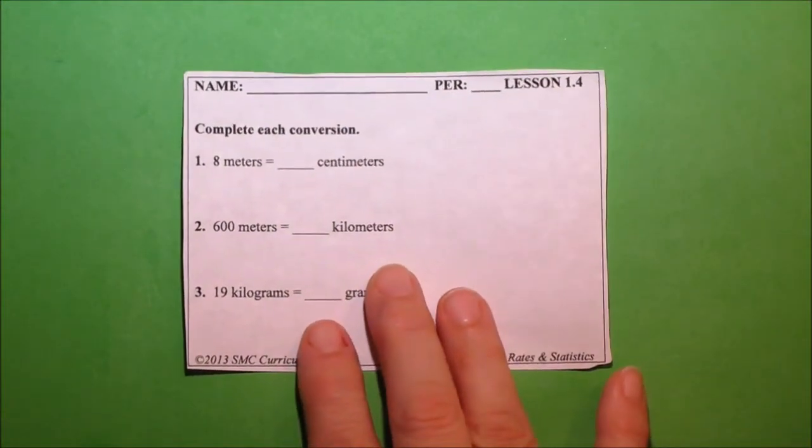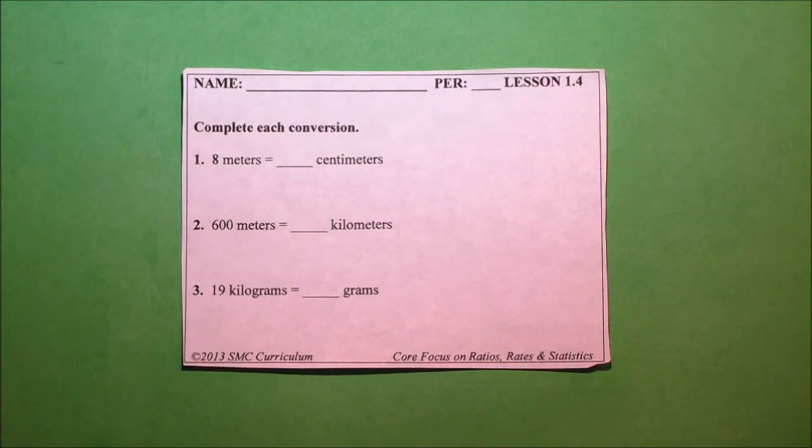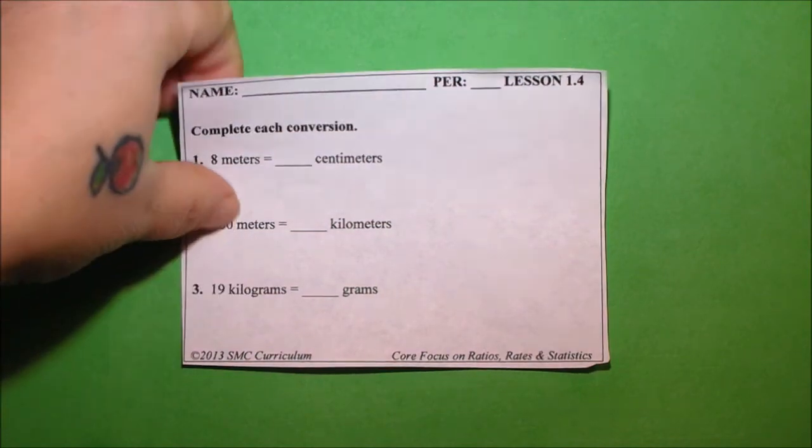Okay, so that leaves us with your exit ticket for lesson 1.4. As always, I just give this to you for extra practice. I don't show you how to do it or give you the answers. All right. Well, that's lesson 1.4 out of the Rates, Ratios, and Statistics book. Remember, the only way to learn math is to do math, and mistakes are proof that you are learning.